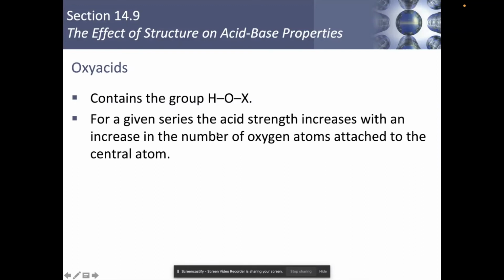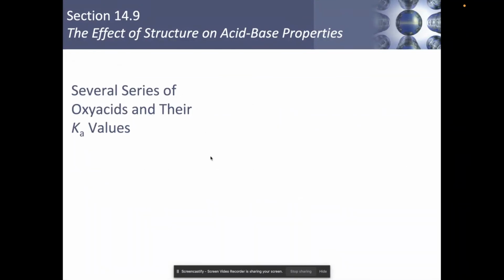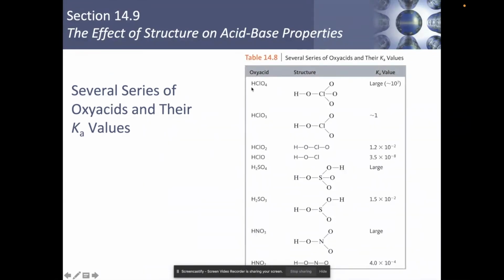So for a given series that we're looking at, generally speaking, as the number of oxygen atoms attached to the central atom increases, the stronger the acid is. And so part of that appears to be that there is a greater ability for X to draw electrons towards itself, meaning that the acidity of the molecule is a lot higher as a result. So a good example of that would be perchloric acid. So perchloric acid is a strong acid. Notice that it has 3 oxygens, and it also has an OH attached directly to the center.